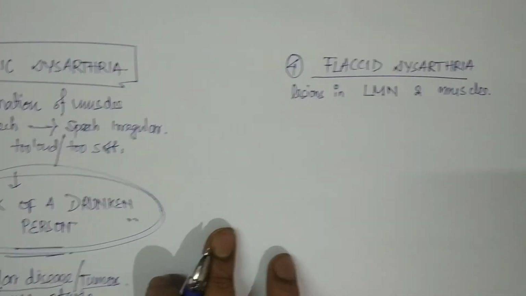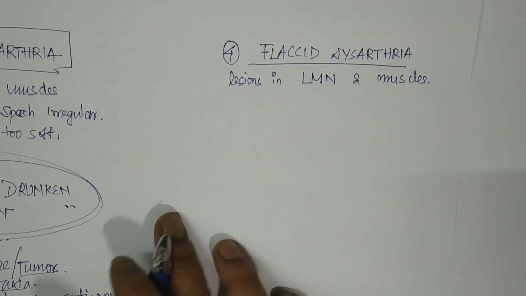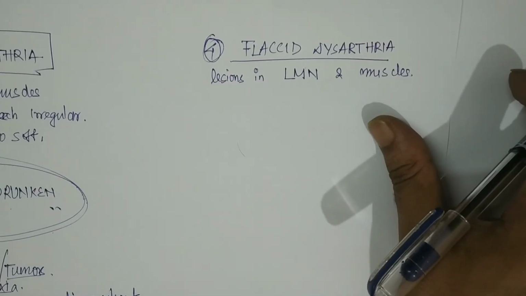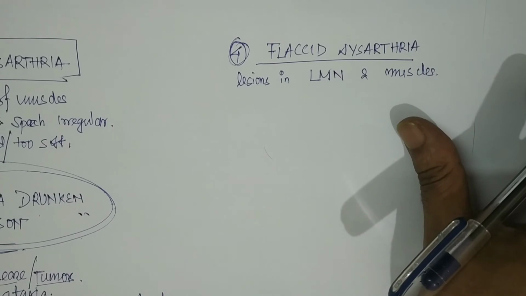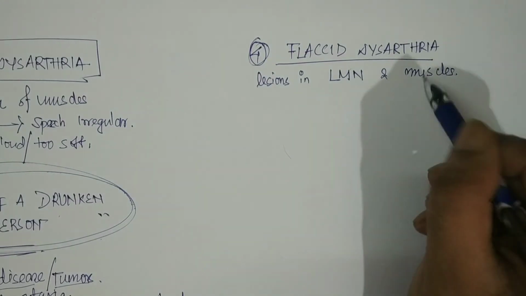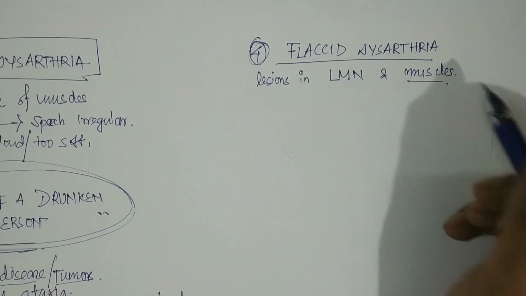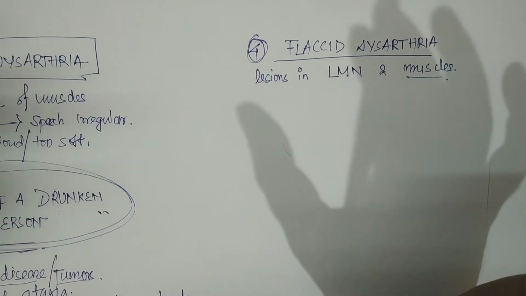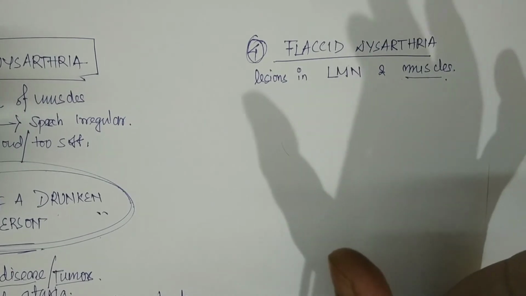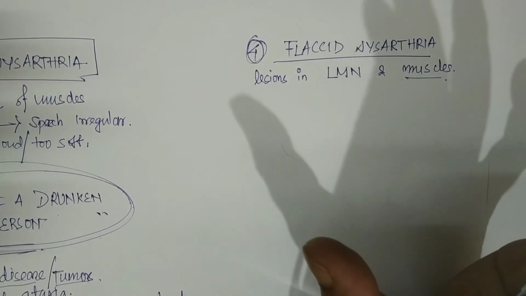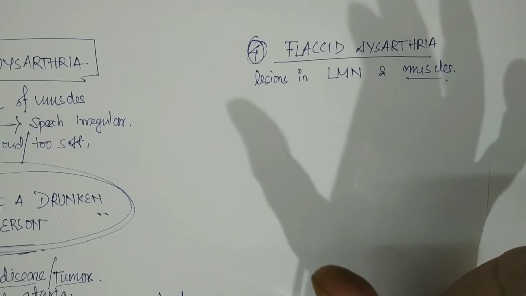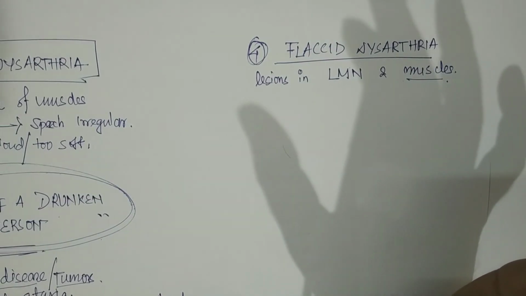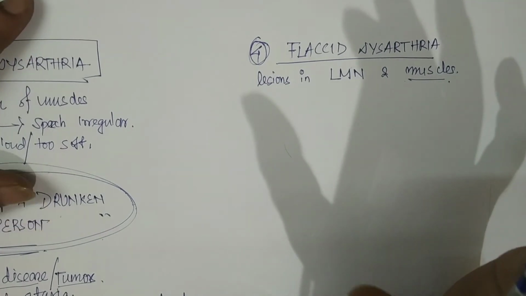Alright, now the last type, that is the fourth type, flaccid dysarthria. So lesions in flaccid dysarthria will be in the lower motor neuron and in the muscles. Okay, there is no story of upper motor neurons here. Alright, the speech as a whole may be preserved, but what will suffer is individual words and individual sounds. There will be variety in the weakness, but individual sounds will suffer.